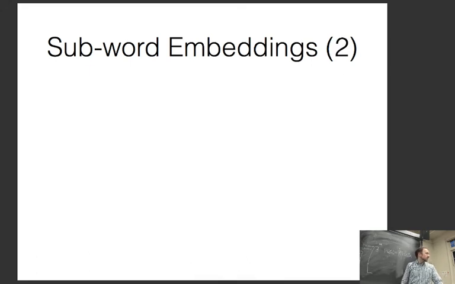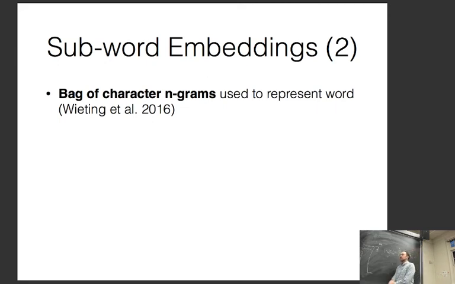For subword embeddings, another way, which is popular nowadays because it's used in fastText as their default model, is bag of character n-grams. So this is a way of representing words. This was actually also made by John Wieting, who is also here at CMU. So we're doing pretty well on the subword models for word embeddings, 2 out of 3.